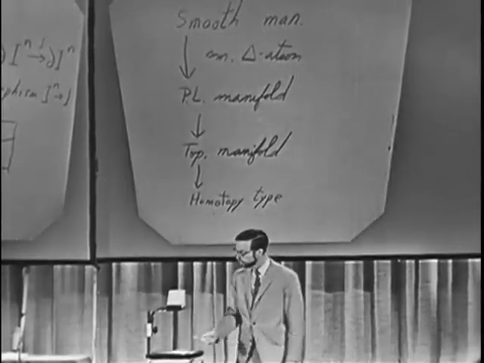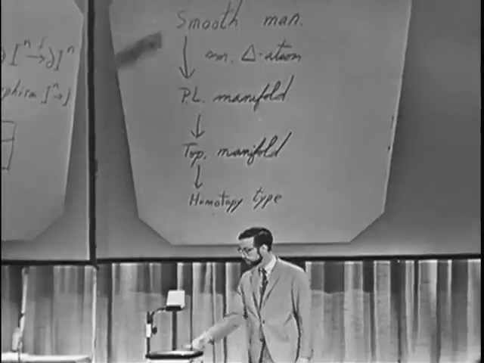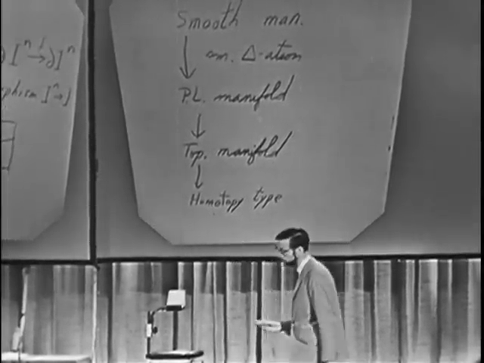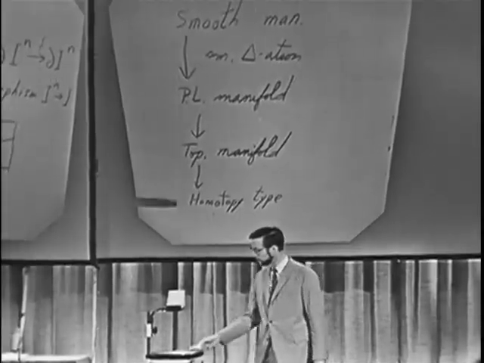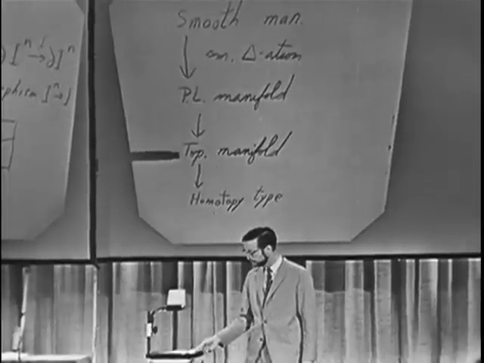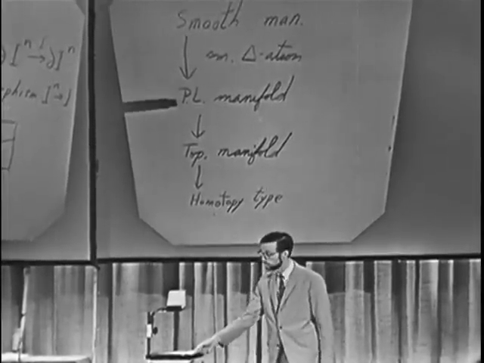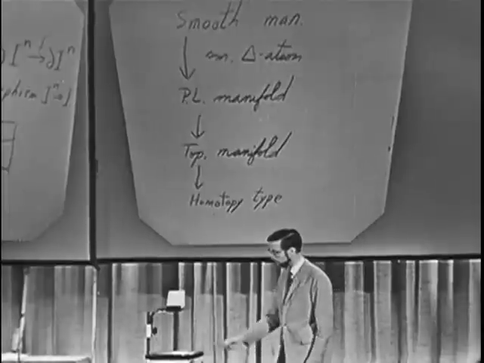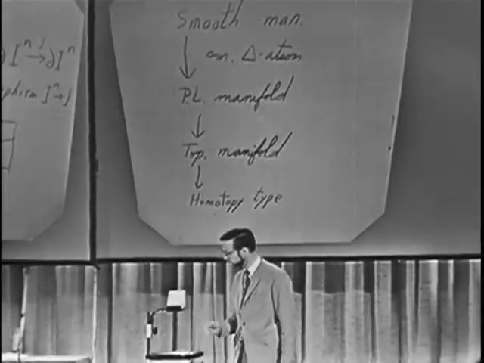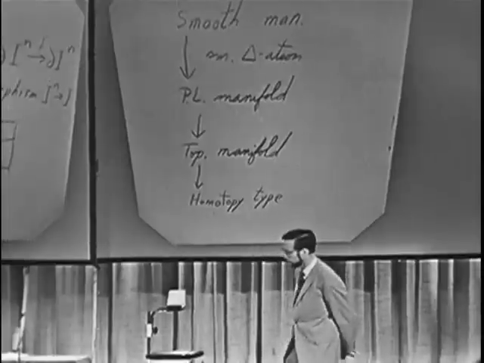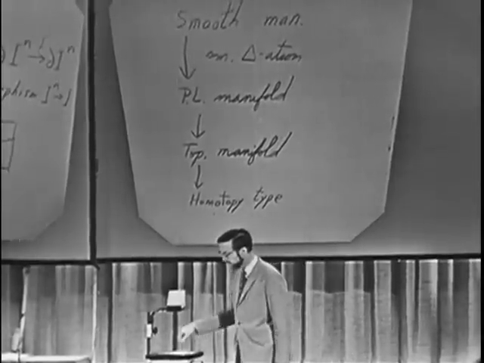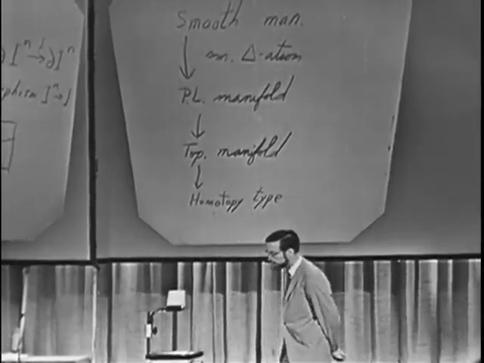So in each case, we have a procedure from going from one thing to the next, and we can ask the question as to whether it's possible to go backwards. Given a homotopy type, does it contain a topological manifold? Given a topological manifold, is it actually homeomorphic to a piecewise linear manifold? Given a piecewise linear manifold, can it be used to C1 triangulate some smooth manifold? And each of these gives us a non-trivial problem that we can study.